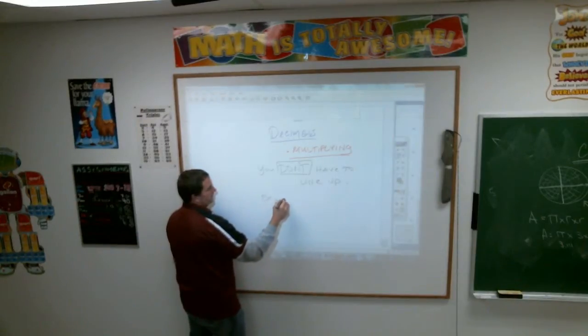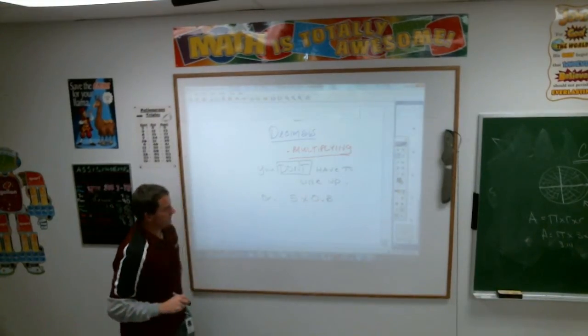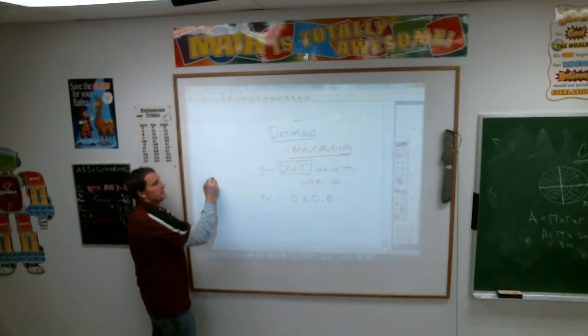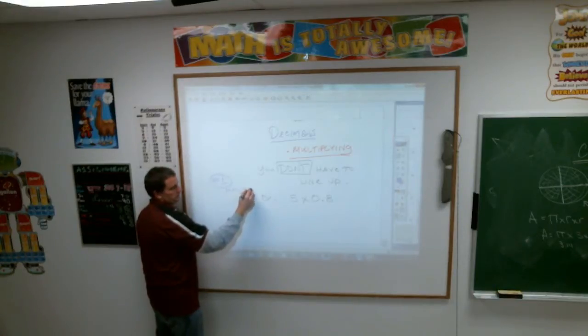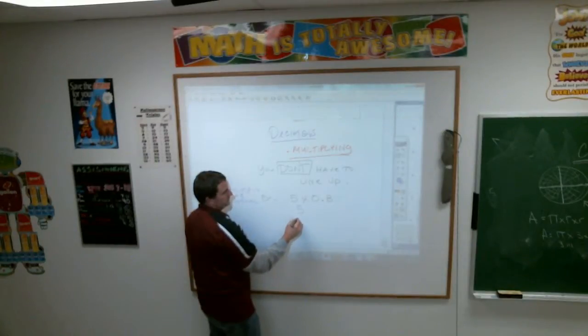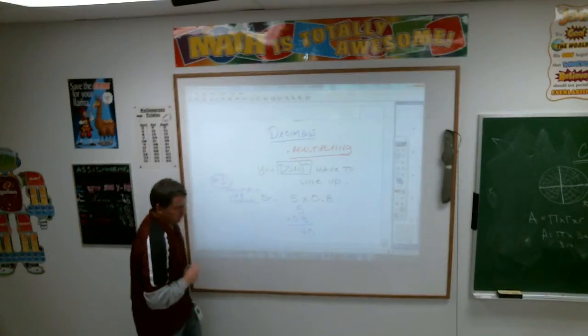Let's say you have 5 times 0.8. 5 times 8 tenths. Step number 1, children, is a simple one. You simply multiply like normal. Which means this is like multiplying 5 times 8. I get 40.